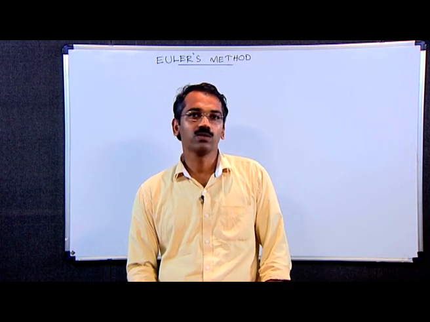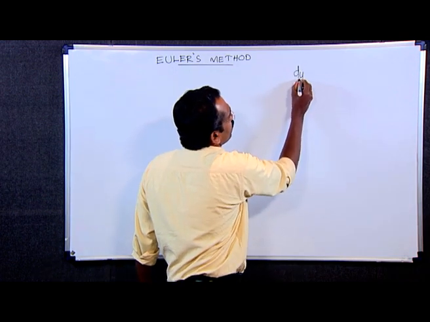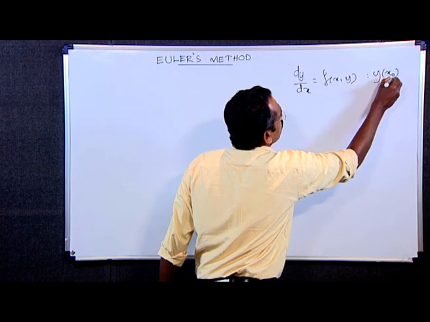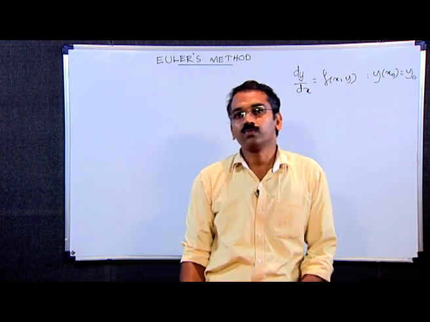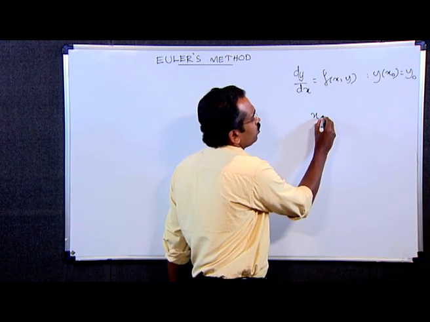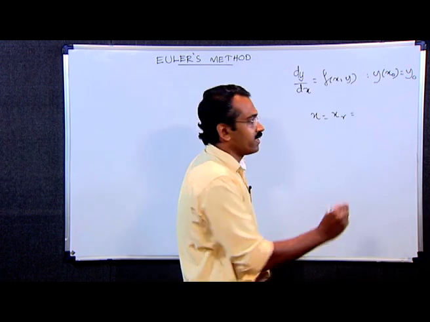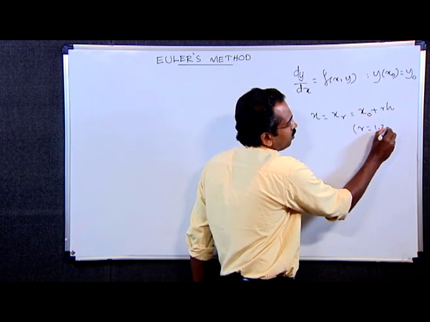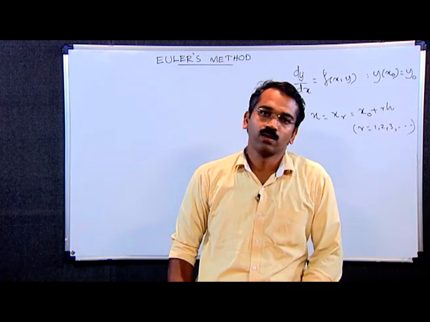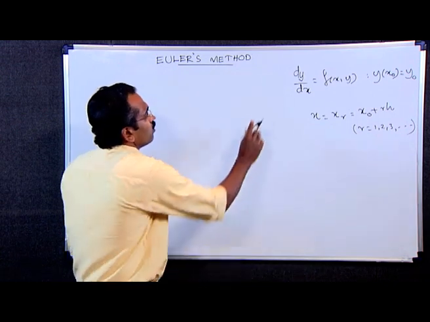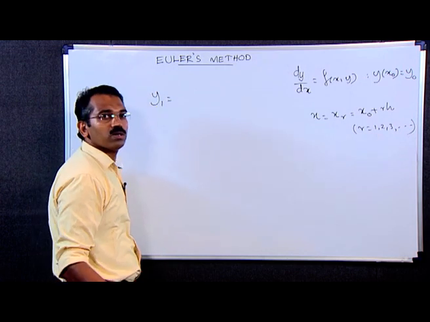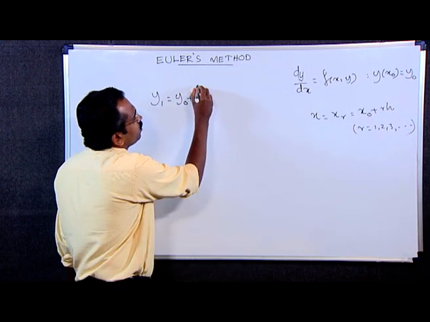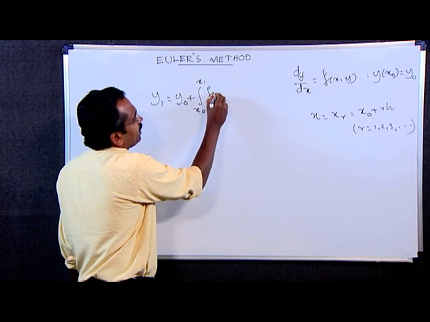Suppose that we want to solve the differential equation of the form dy by dx is equal to f of x y, given that y of x naught is equal to y naught, for values of y at x is equal to xr, that is x naught plus r into h, for r varying from 1 to 3, etc. Integrating the differential equation, we get y1 is equal to y naught plus integral from x naught to x1 f of x y dx.